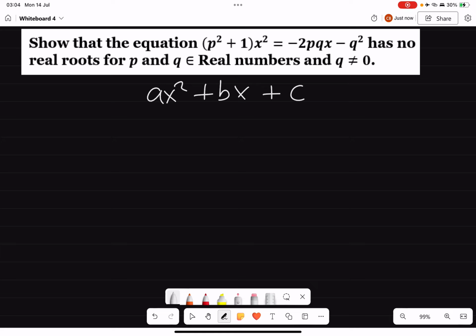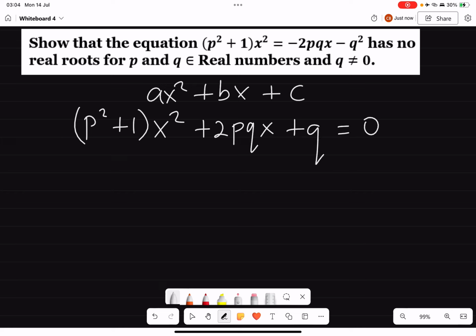So I'm going to transpose everything to the left. So p squared plus 1 times x squared, and then we're going to transpose the positive 2pqx, then plus q is equal to 0. So we have moved everything to the left.